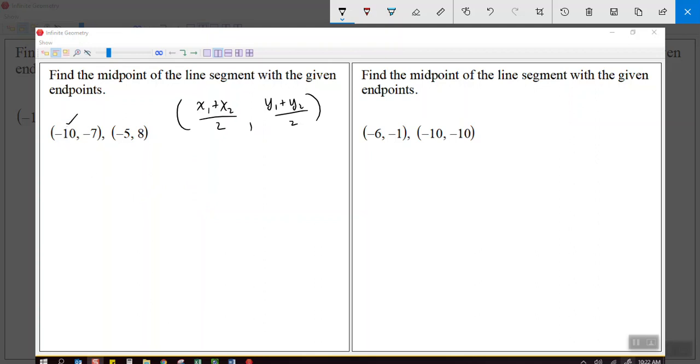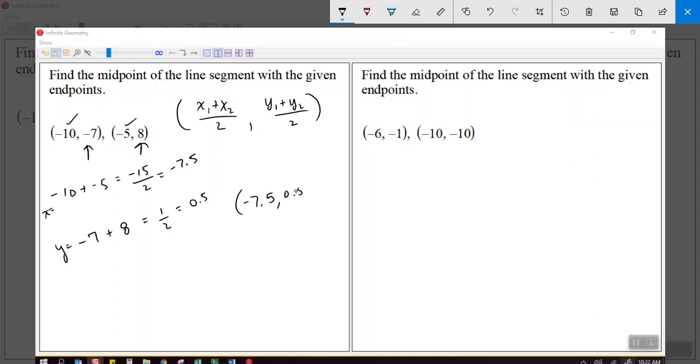So in this case, my x's are -10, -5, so you add them. -10 plus -5 gives me -15 divided by 2. What's that, -7.5? Okay, so that's the x. For the y, you're going to do -7 and +8. -7 plus 8 is going to give you a 1. 1 divided by 2 is going to give you a 0.5. So then the answer for this should be -7.5 and 0.5.